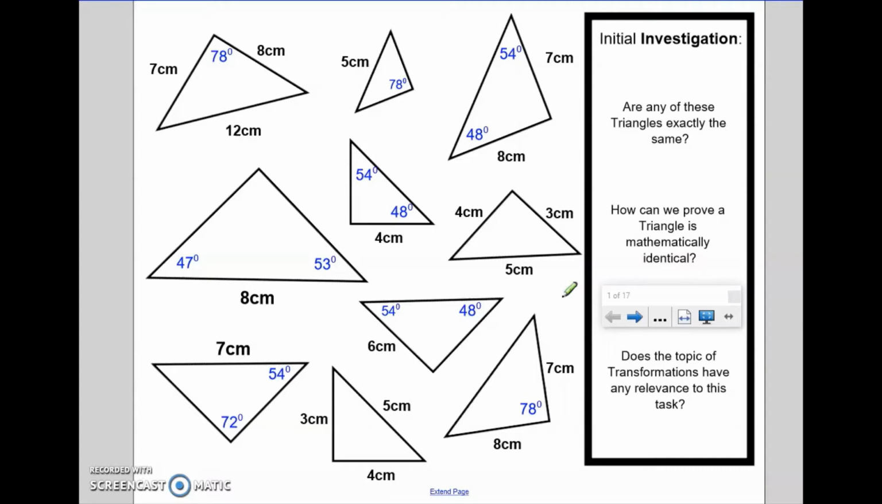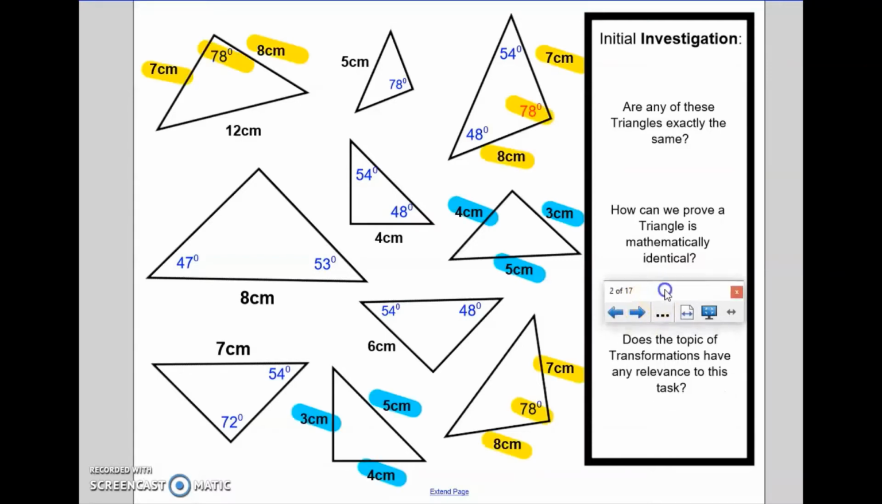Okay, welcome back. I'm just going to show you my solution. First of all, if we look at this triangle, we have a side of 3, a side of 4, and a side of 5, which is exactly what we have here. Even though the triangle has been rotated slightly, it is still exactly the same triangle. So we can join these two triangles up and confidently state that they are the same.